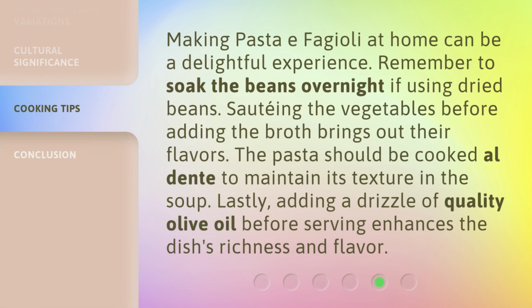Making pasta e fagioli at home can be a delightful experience. Remember to soak the beans overnight if using dried beans. Sautéing the vegetables before adding the broth brings out their flavors. The pasta should be cooked al dente to maintain its texture in the soup. Lastly, adding a drizzle of quality olive oil before serving enhances the dish's richness and flavor.